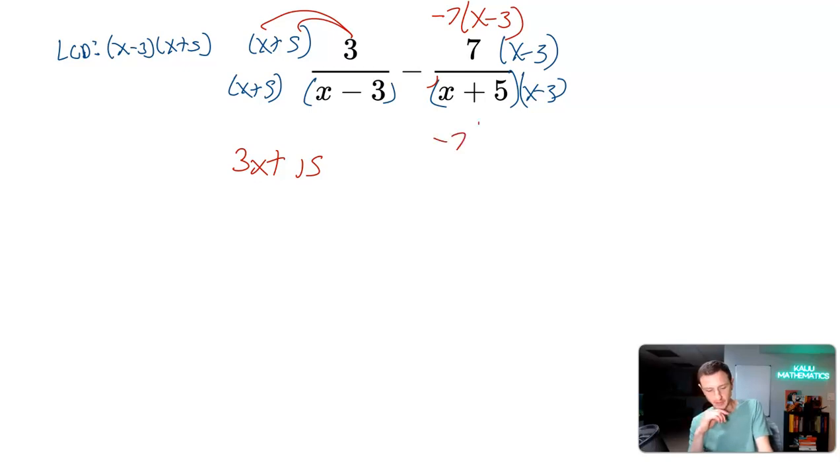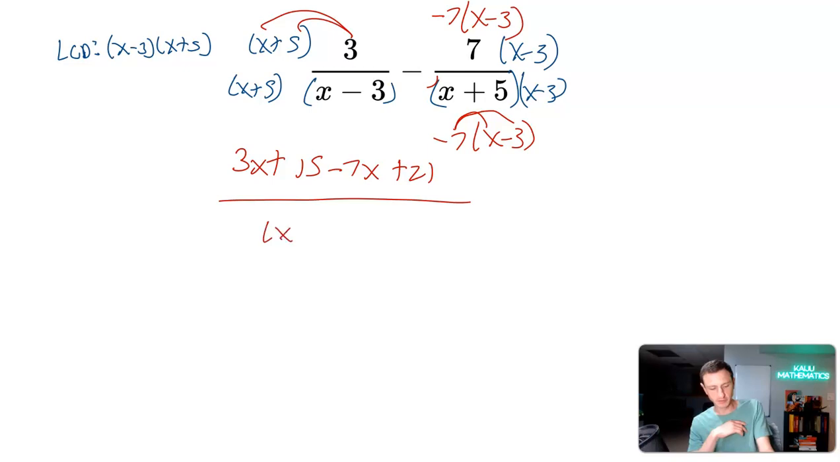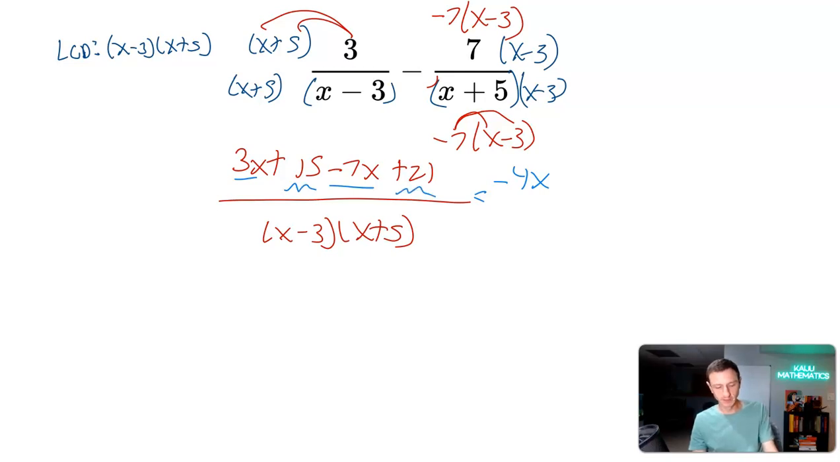Let me do it over here. Negative 7 times x minus 3. I have to do negative 7 times x, which is negative 7x. Negative 7 times negative 3 is positive 21, over the LCD of x minus 3, x plus 5. Then from here, it's just combining like terms. So 3x minus 7x is negative 4x. 15 plus 21 is 36. Positive 36 over x minus 3, x plus 5.